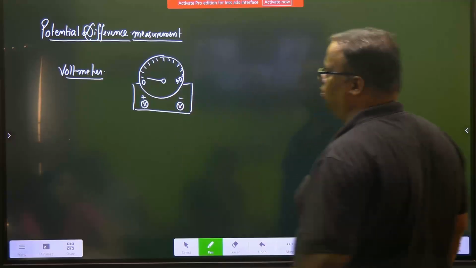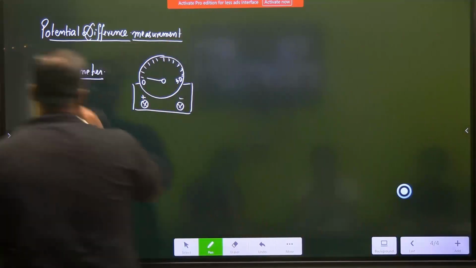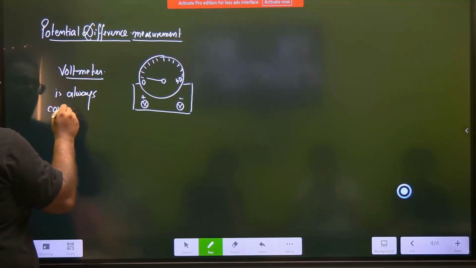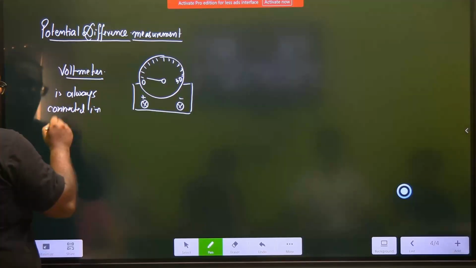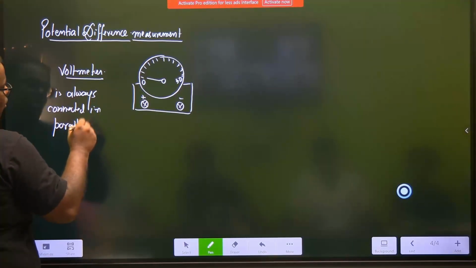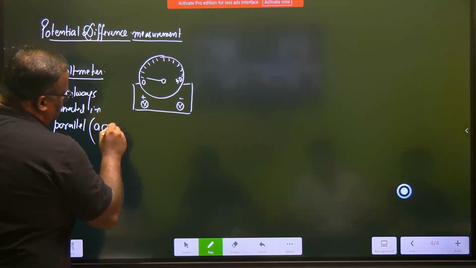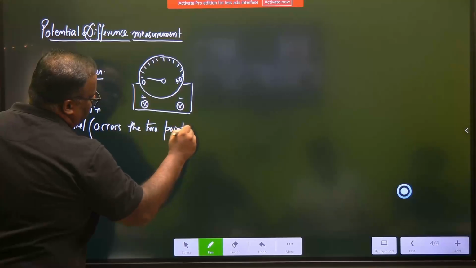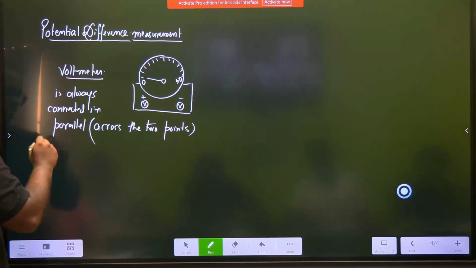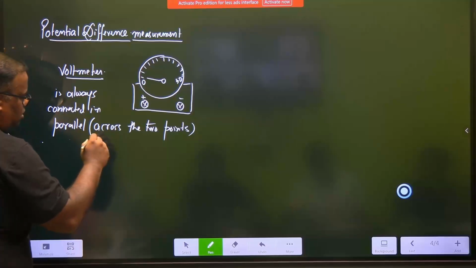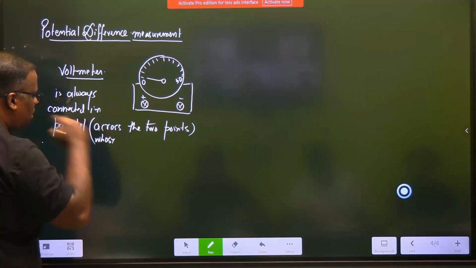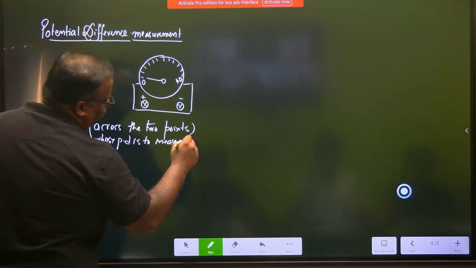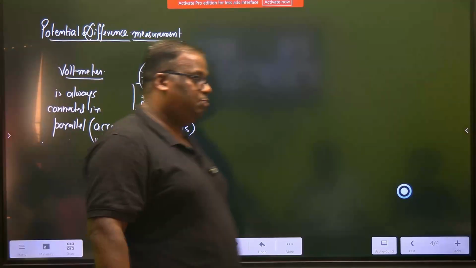So how do you connect this voltmeter? A voltmeter is always connected in parallel, or the better word we use is across the 2 points, across the 2 points whose PD is to be measured. Across the 2 points, whose PD is to be measured.